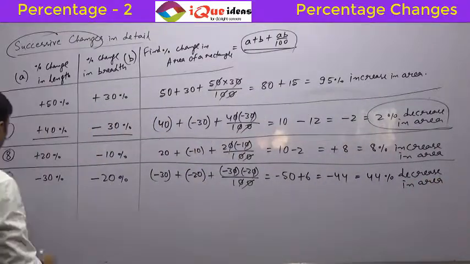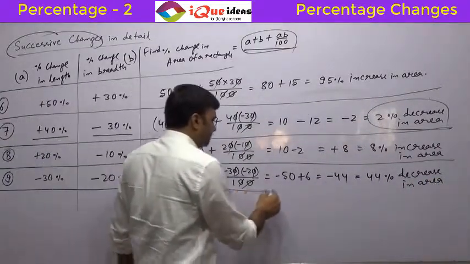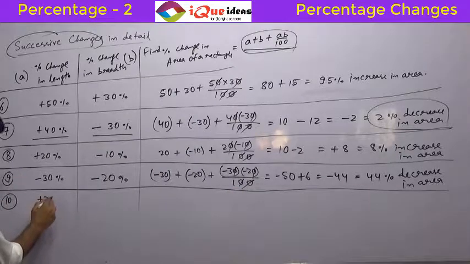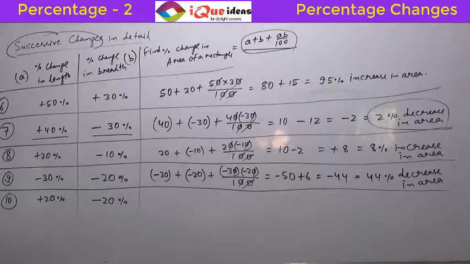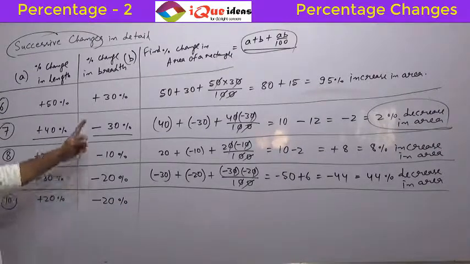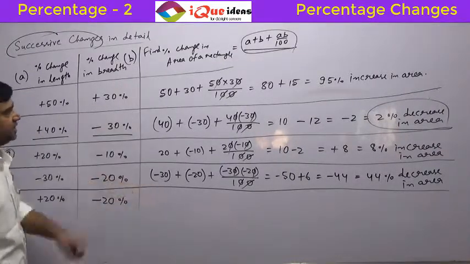Right? Let's take one more. If the length increases by 20% and the breadth decreases by 20%, right? So length has an increment, and breadth decreases by 20%. What will be the percentage change in area?